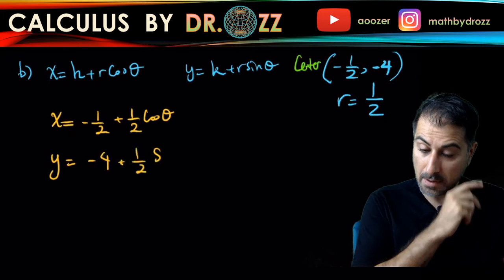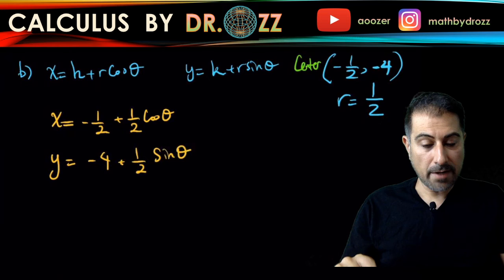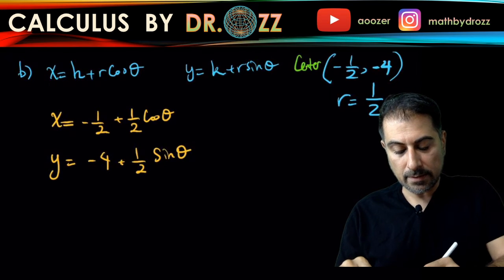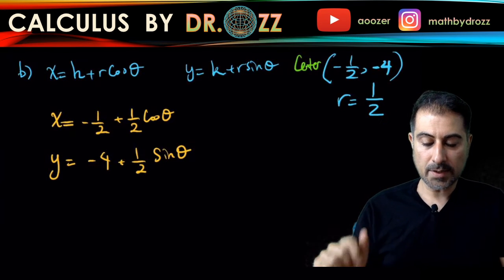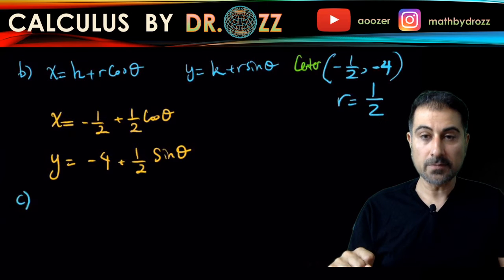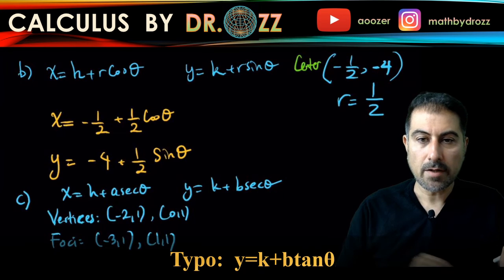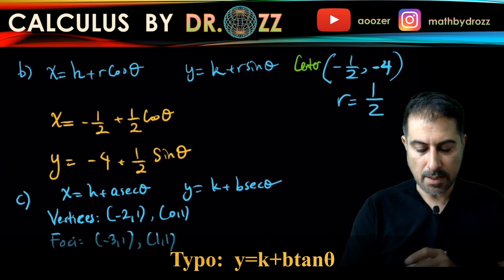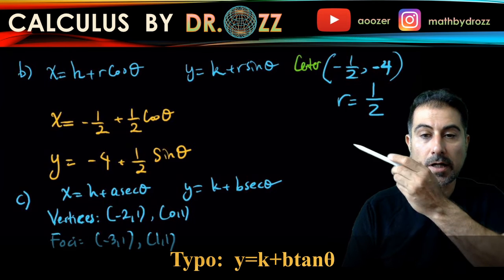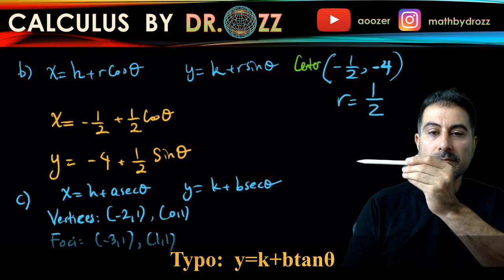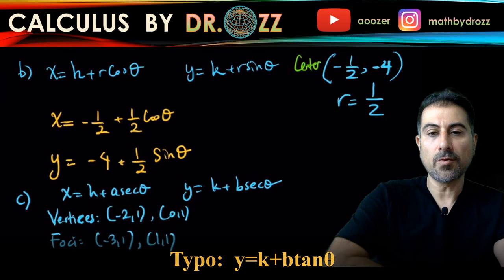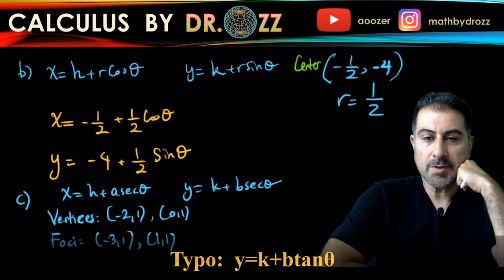Okay, this was fast. So now I'm going to move on to part C, and while I copy the parametric representation of the hyperbola, please pause the video and keep thinking about what I'm going to do next. All right, so here we go. So we have the parametric representation here, h plus a secant for x, and then k plus b secant for y. And we're given the vertices and foci.